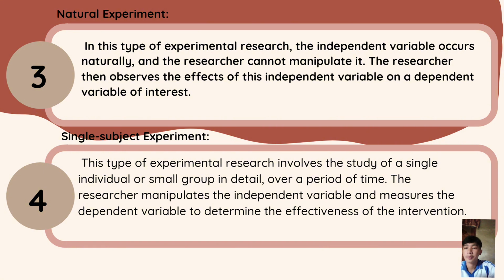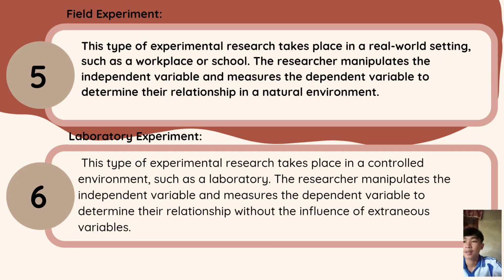Over a period of time, the researcher manipulates the independent variable and measures the dependent variable to determine the effectiveness of the intervention. Field experiment. This type of experimental research takes place in a real-world setting, such as a workplace or school. The researcher manipulates the independent variable and measures the dependent variable to determine their relationship in a natural environment.